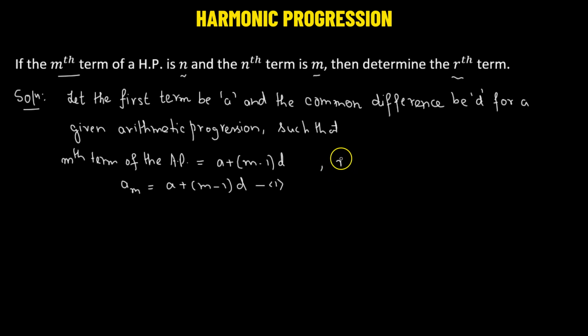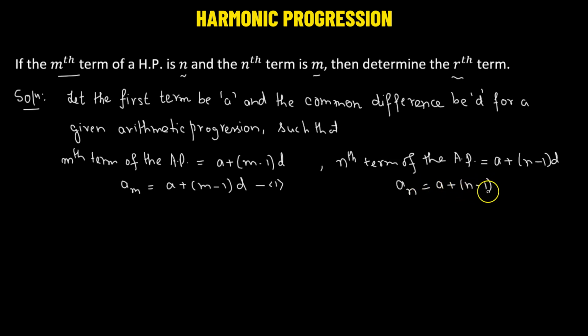Then the nth term, because that is also provided to us, but we're going to consider the nth term of the arithmetic progression, not the harmonic progression. So the nth term of the arithmetic progression will be a plus n minus 1 times the common difference d, or simply an equals a plus n minus 1 times the common difference d. Let this be 2. However, in the problem it is given that the mth term of the harmonic progression is n and the nth term of the harmonic progression is m.